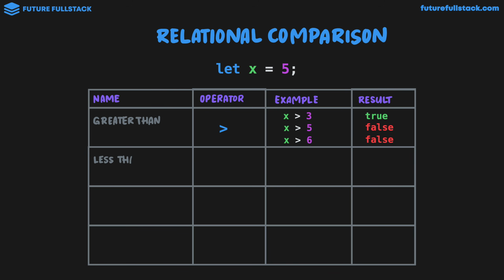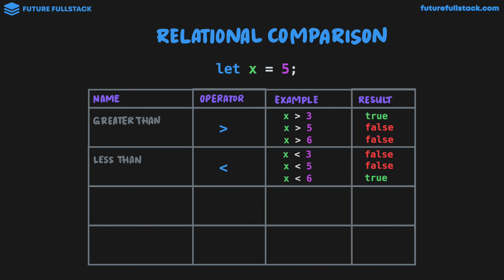The next one we have is less than, which is a left angle bracket. Looking at some examples, is x less than 3? This would be false. 5 is not less than 3. We have x less than 5. This is also false, because 5 is equal to 5, not less than. And x less than 6. This is true. 5 is less than 6.